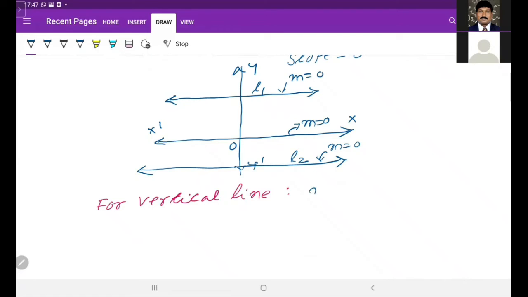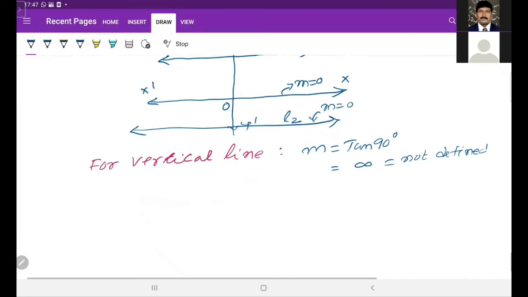M is equal to tan of 90 degrees. Tan 90, how much now? Infinity. Infinity means not defined. Understand? So it is the infinity symbol. It is the infinity. Okay, this is important. Right. Not defined.